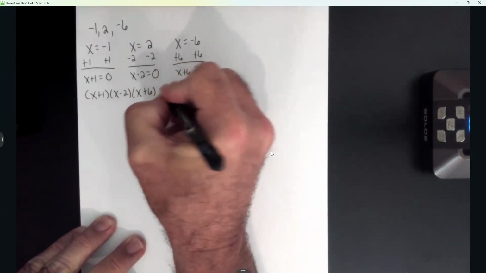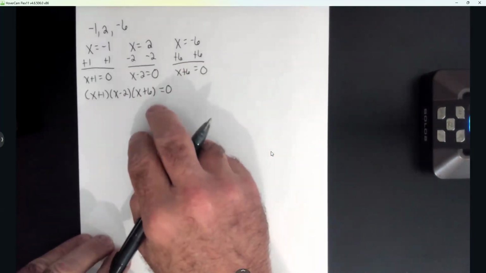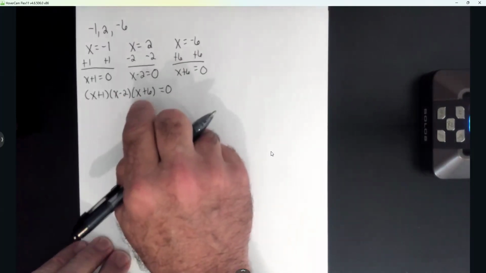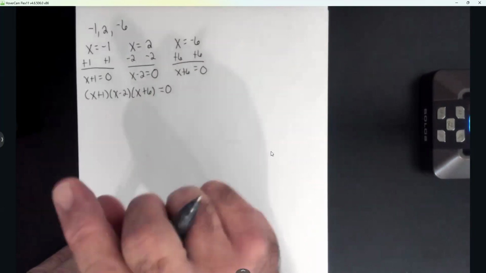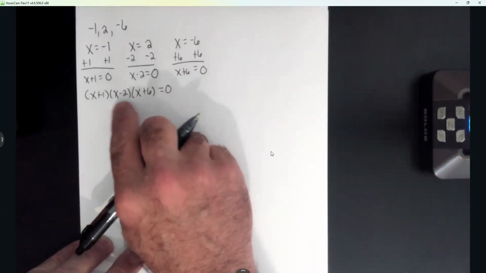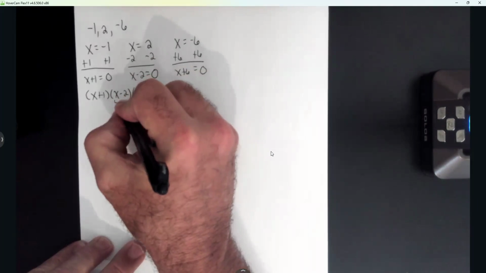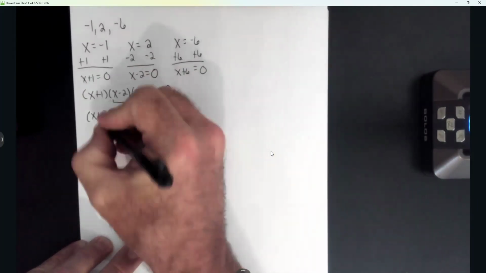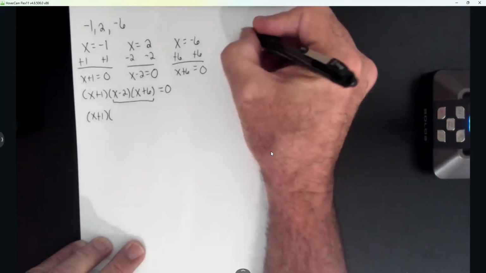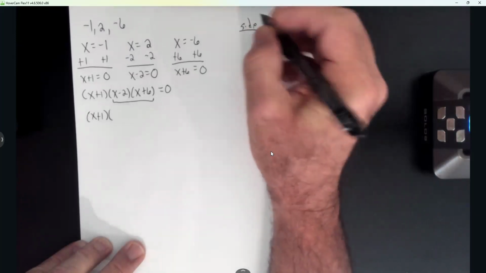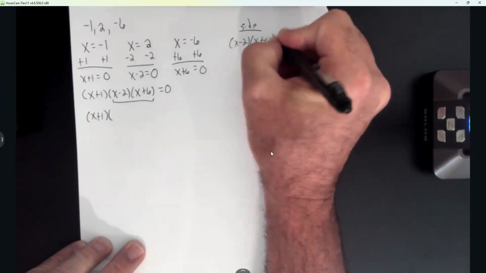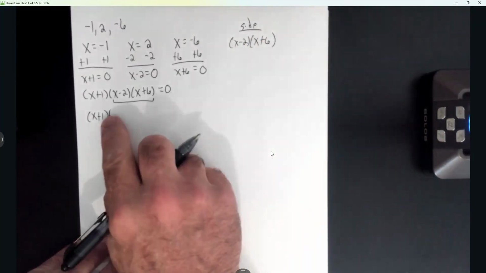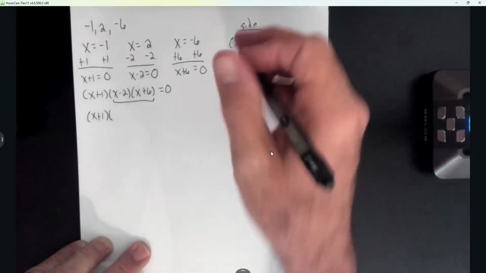So we're working totally in reverse of what we would do if we were multiplying, okay? We're going in reverse and factoring. So now I'm going to FOIL these two together and I'm going to bring down the x plus 1 in the front. So these two I'm going to do on the side: x minus 2 times x plus 6. Once I get this answer, I'll put that into parentheses, okay?